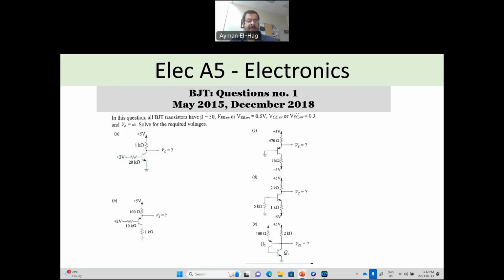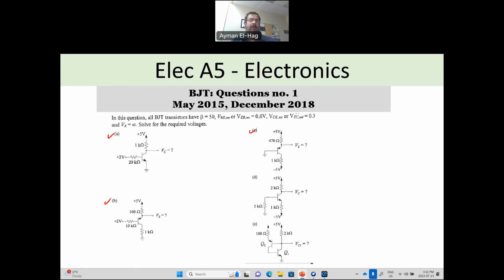This question comes from the May 2015 and December 2018 exams. Basically, it is asking for the voltages VC or VE with different configurations, NPN transistor, PNP transistor, but the beta, the saturation voltages, and the forward BE voltages are all the same for all questions. Now, because there are certain ideas, I will just do parts A, B, and C, which cover all different ideas. You can do parts D and E by yourself.